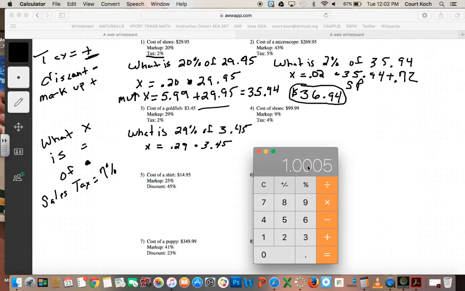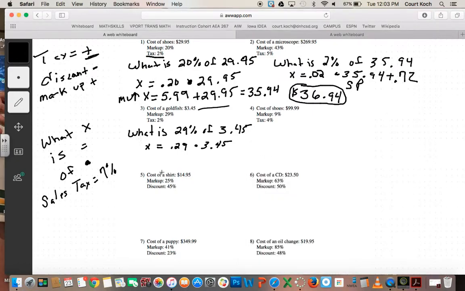Well, I want to round to the nearest hundredth. Look next door, it's a 0. So I'm going to count this as $1 worth of markup. So X equals $1 in markup. I have to add it to the store price, to the $3.45. I can do that math in my head. $3.45 plus 1 is now $4.45.